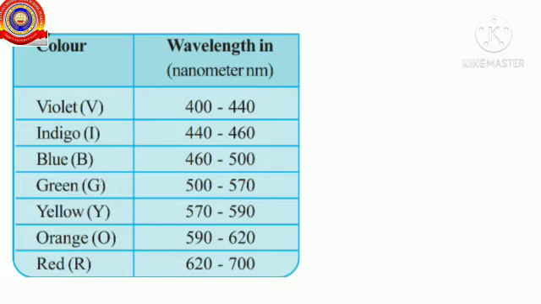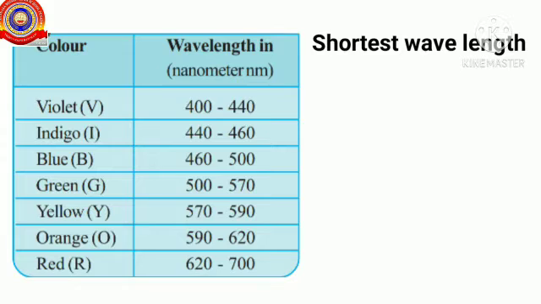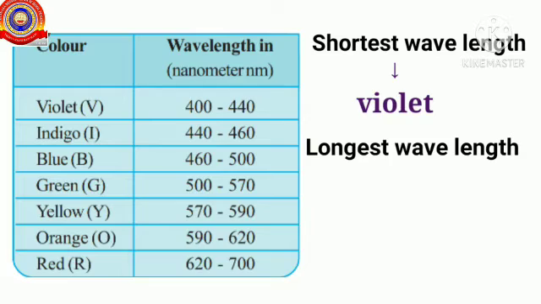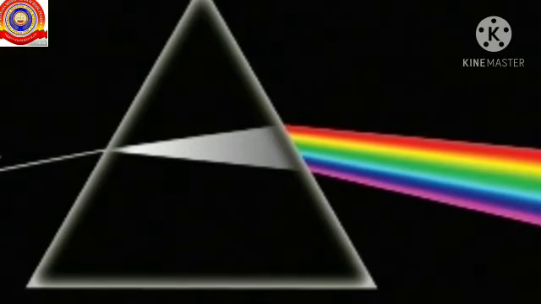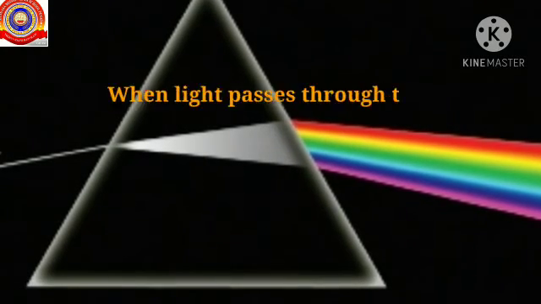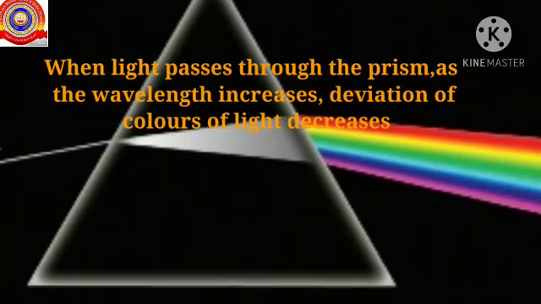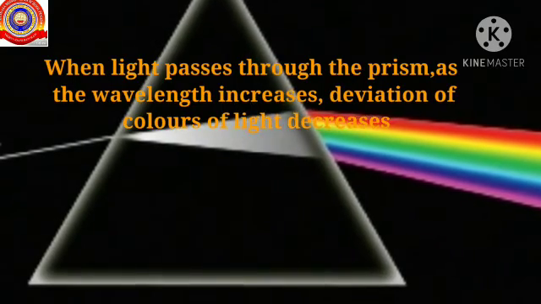So let's compare their wavelengths by analyzing the table given. From the table, we can see that violet has the shortest wavelength and red light has the longest wavelength. The wavelength of violet is from 400 to 440 and for red it is from 620 to 700. That is, when light passes through the prism, as the wavelength increases, the deviation of the color of light decreases.